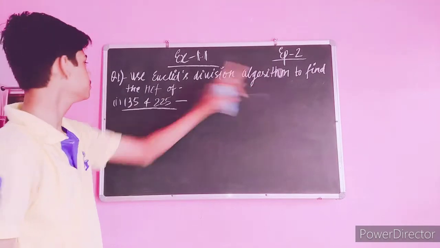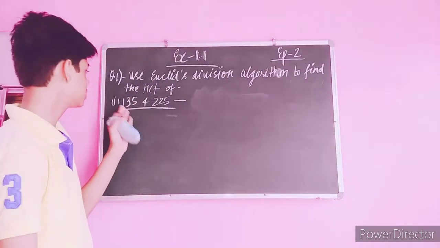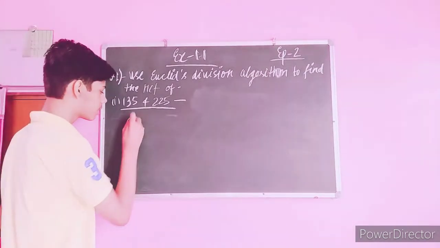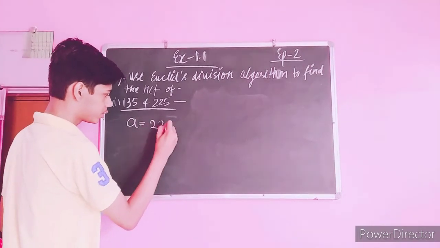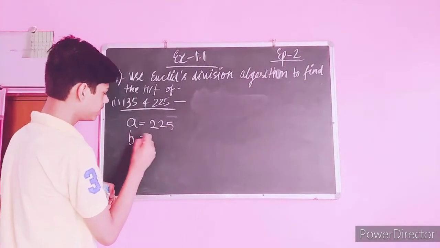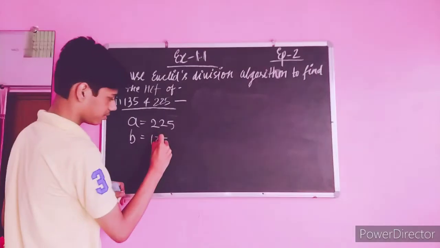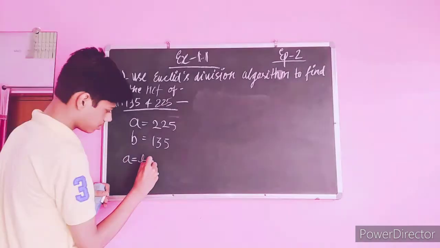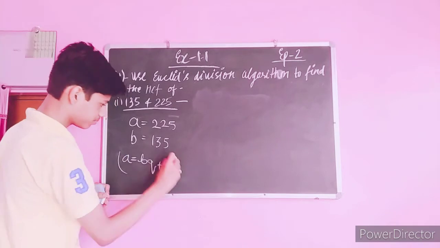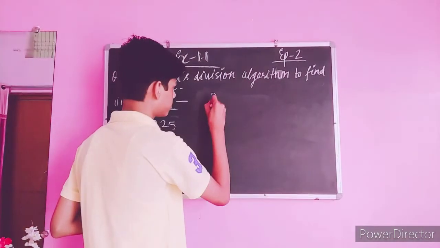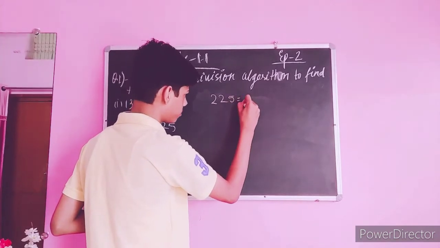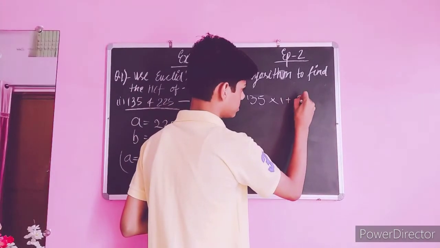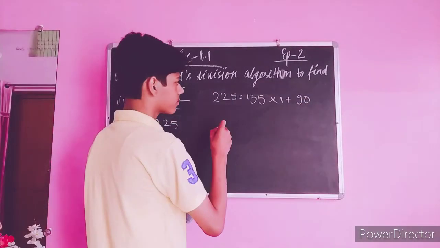Use Euclid's division algorithm to find the HCF. In this, our first question is 135 and 225. Okay, so here we will write A is equal to 225 and B is equal to 135. Okay, we know the formula, which is A is equal to BQ plus R. So we will write 225 is equal to 135 into 1 plus 90.